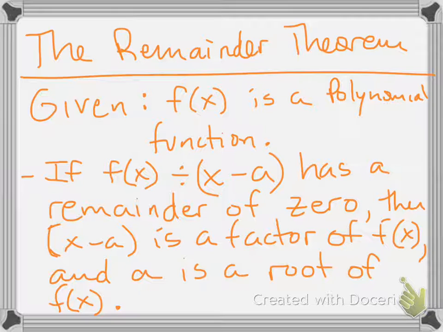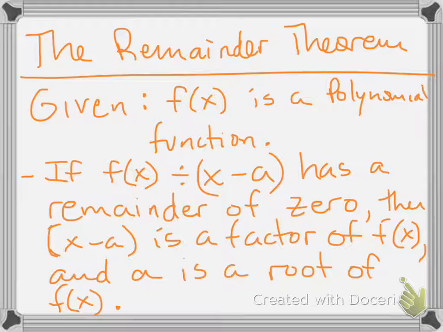Okay, so we're going to kind of use synthetic division to evaluate using specific numbers, and we're going to use the outcome of those specific numbers to tell us whether the value is a root or not, whether x minus that value is a factor of the expression or not. Okay, so if f of x divided by x minus a has a remainder of 0, then x minus a is a factor of the polynomial function, and a is a root of the polynomial function. Okay, so when we get 0 as a remainder, we found a special number.